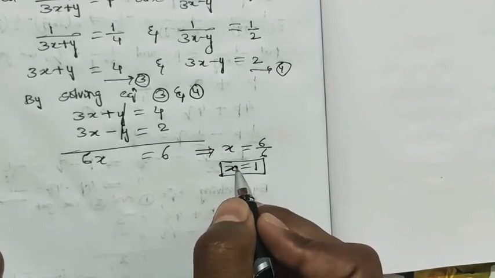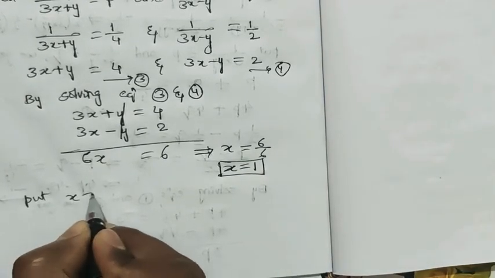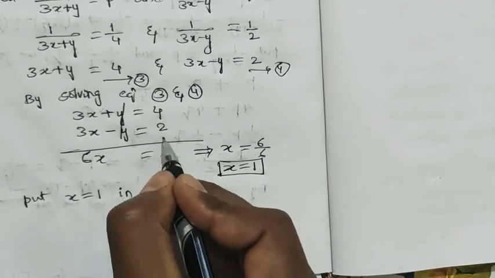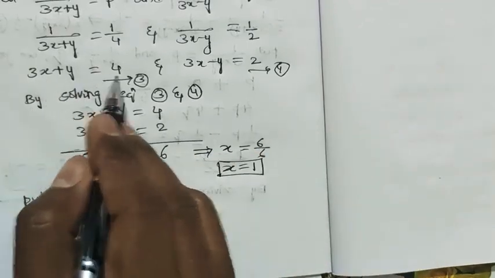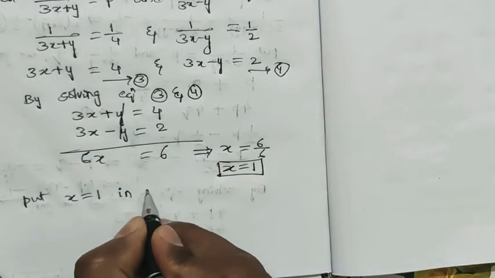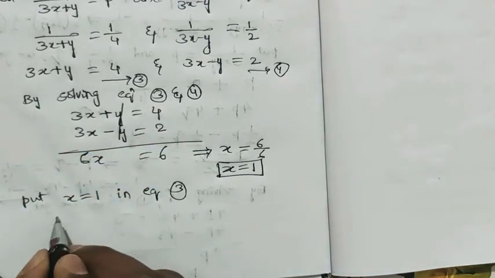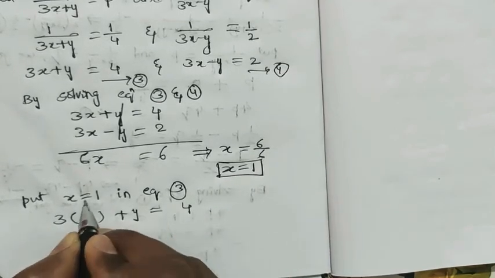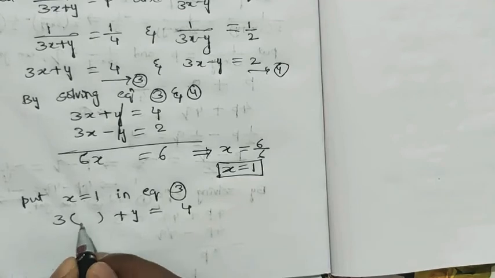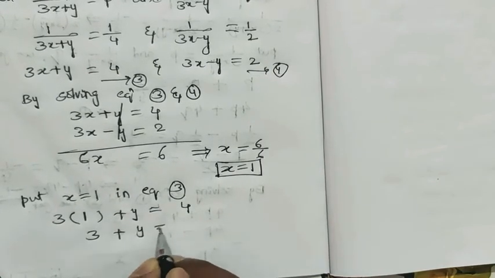Now what do you need to find? Y value. So put x is equal to 1 in either of these two equations, either in third or in fourth you can take. For our convenience, I would like to substitute in third equation, in equation 3. What is equation 3? 3x plus y equal to 4. Instead of x you have to write 1. So in place of x I wrote 1. 3 into 1 will be 3 only, plus y is equal to 4.